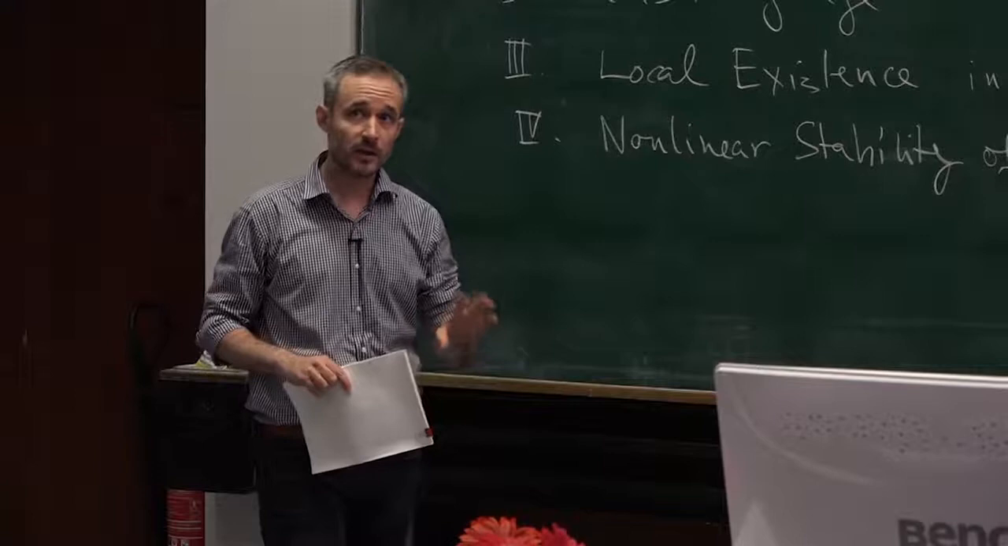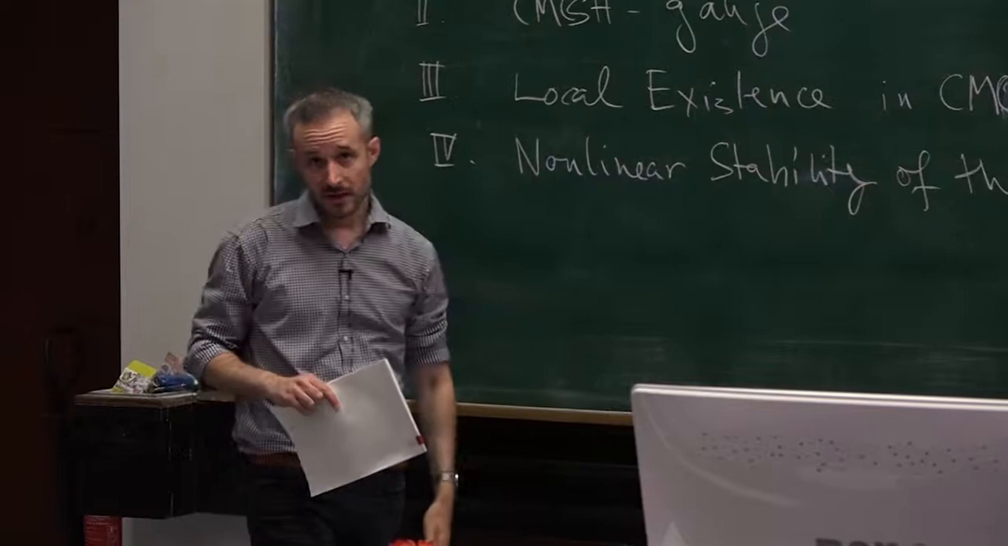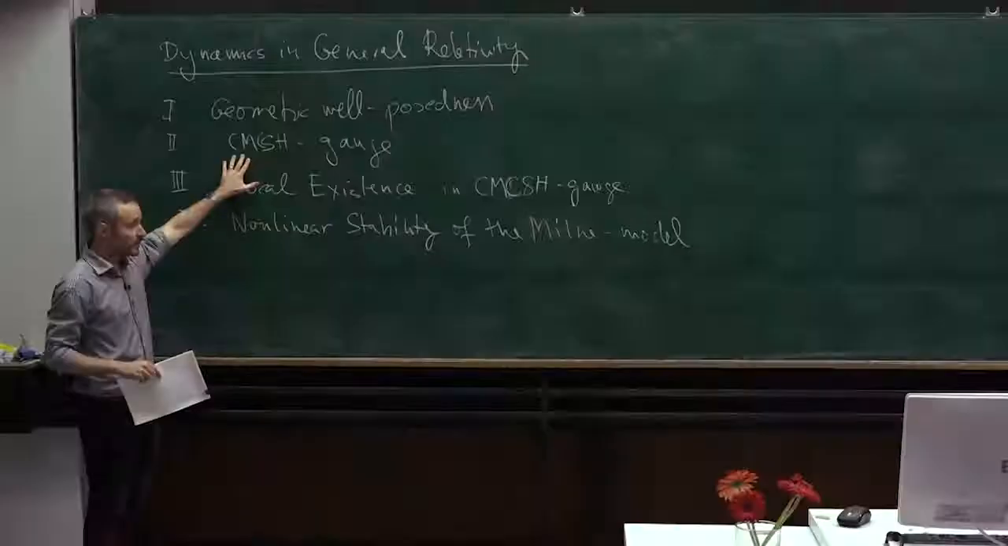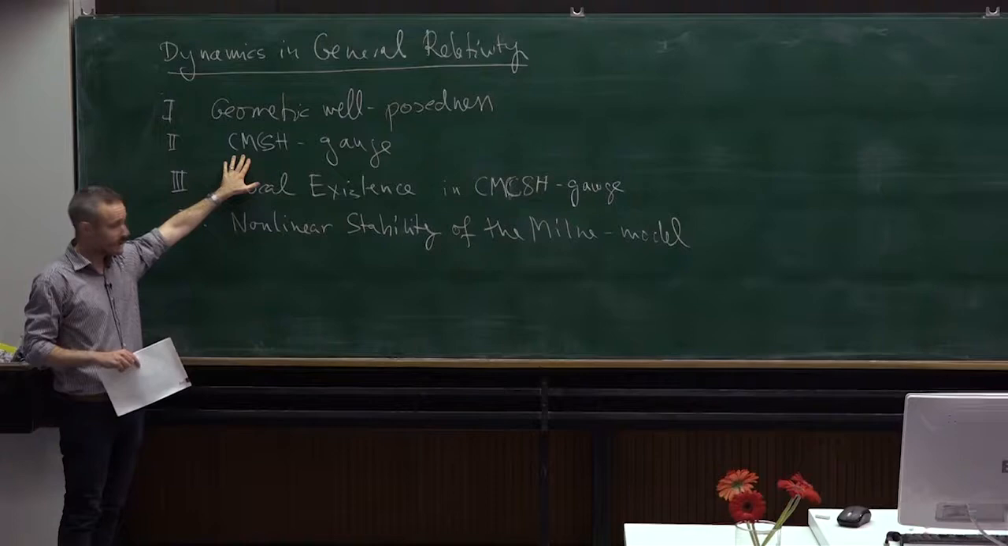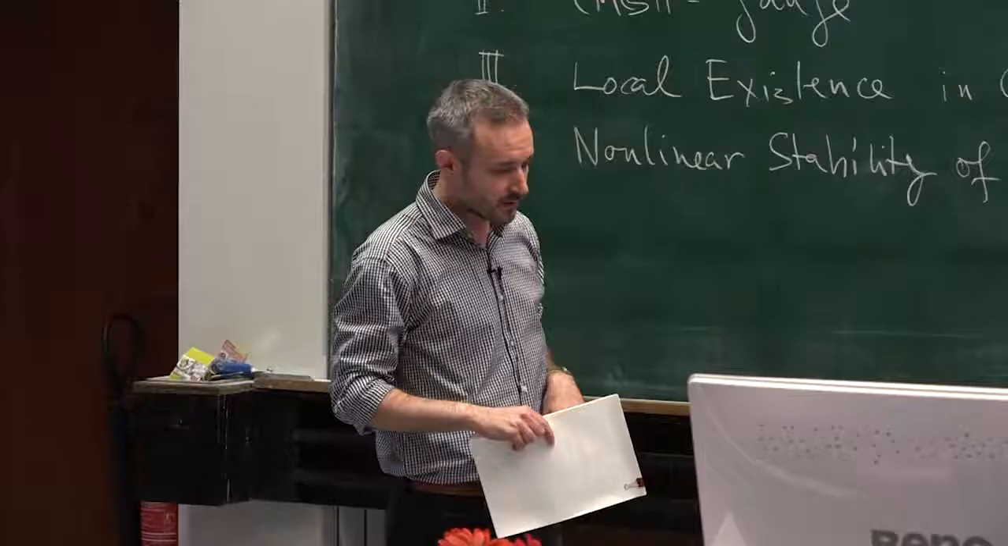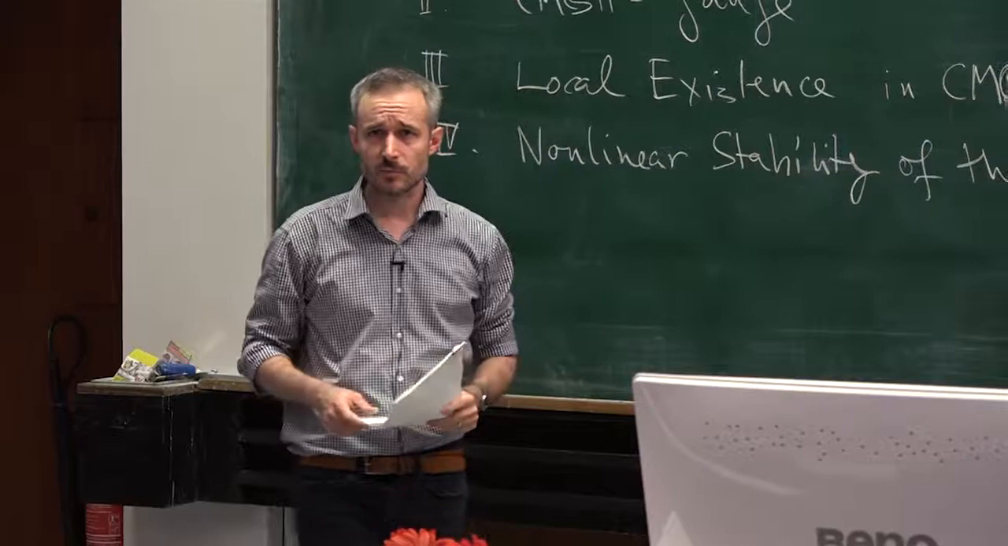And this gauge is the so-called CMCSH gauge that was set up by Lars Andersson and Vincent Moncrief to derive a full program of proving this Milne stability problem. So I will explain to you what this gauge is, then I will sketch a proof of local existence in this gauge, and finally I will give you the main idea behind the proof of nonlinear stability of the Milne model. What all these things mean, I will try to explain in the course of this talk.